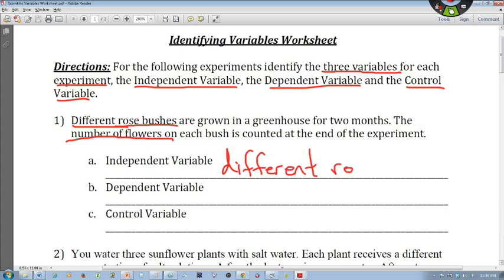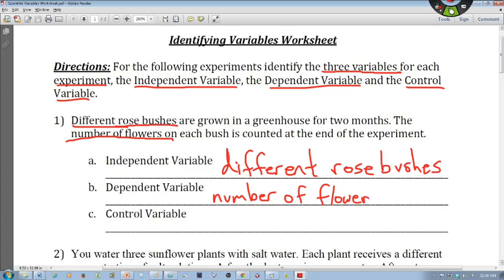The different rose bushes. Okay, now the dependent variable is our other variable that we didn't know before we ran the experiment, but it may or may not change based on what we did to the independent variable. In this case, we changed the type of flower, and so we could say the dependent variable, which may or may not be different, is the number of flowers on each bush.